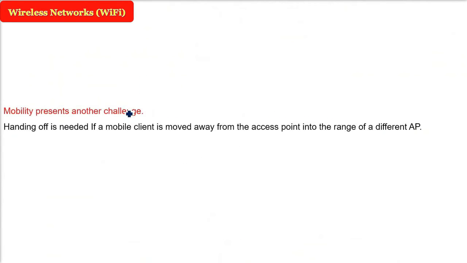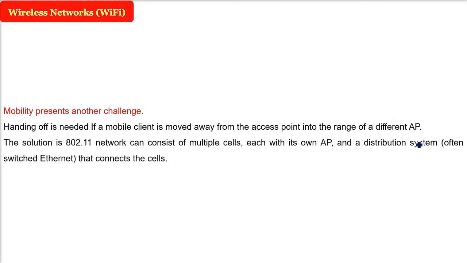In Wi-Fi, there is another challenge which is called mobility. Once you hand off, that is, if the mobile client, a mobile phone or a laptop, is moving from the access point, it has to hand it off to the next AP, that is access point. For example, you have a house. If you go to a certain place where there is no signal, what will you do? Then you can use the extender or you can say the booster. So the solution is that the network 802.11 can have multiple cells with multiple APs.